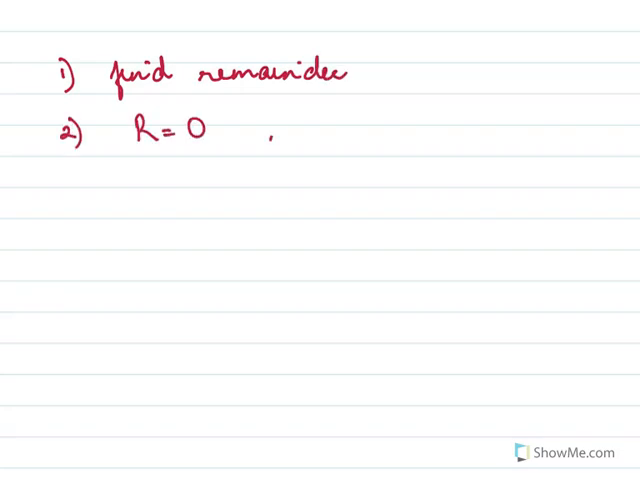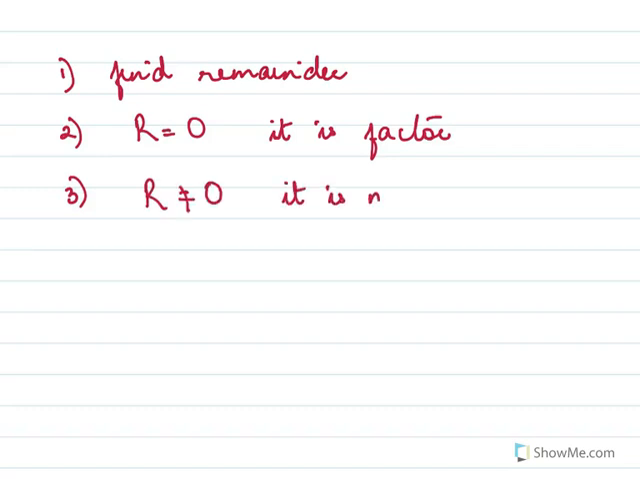So to summarize it, always find the remainder. You know how to find the remainder when two polynomials are divided. Second point, if r equal to 0, the divisor is a factor. And if r is not equal to 0, it is not a factor. So everything depends on the remainder. You find the remainder, and that decides if it is a factor or not.